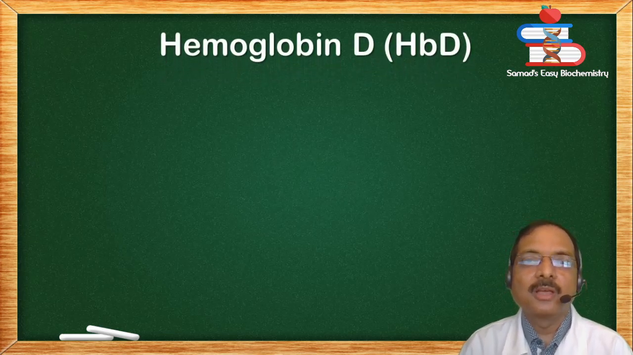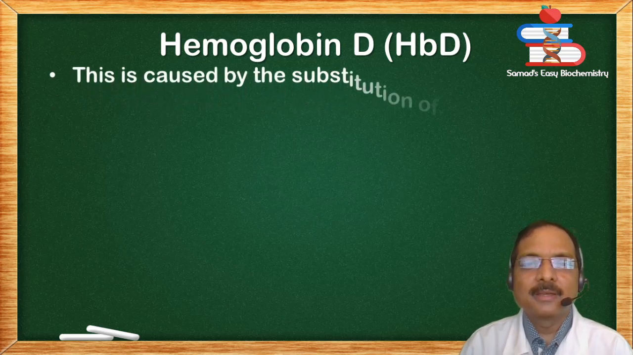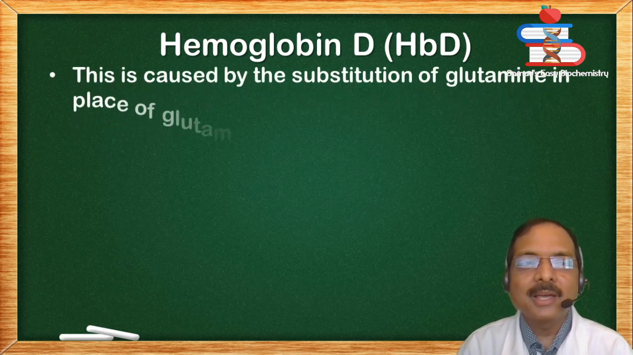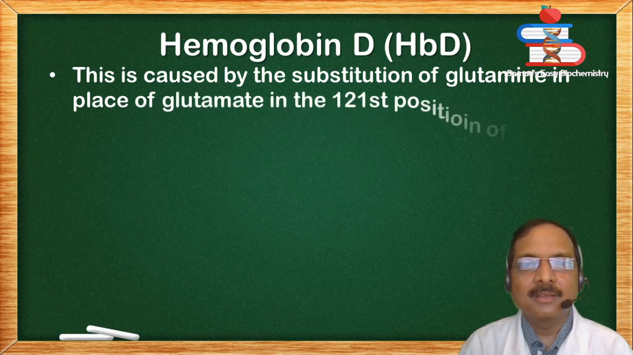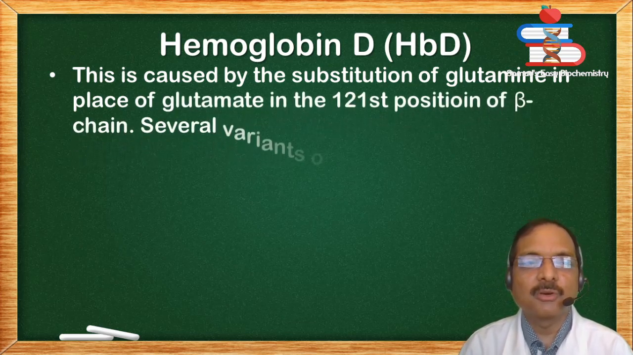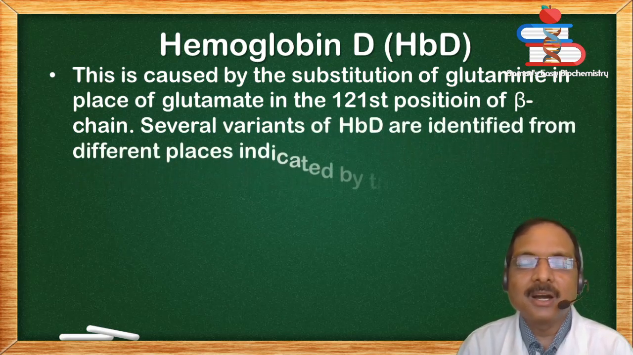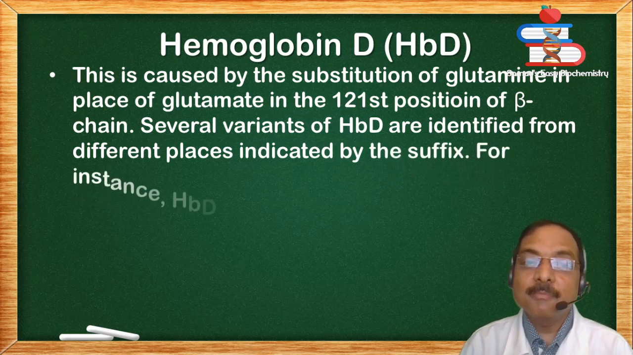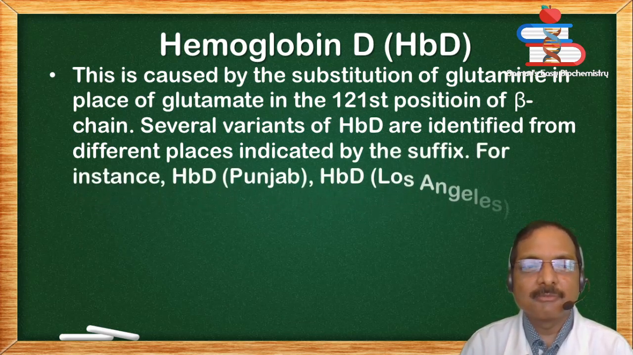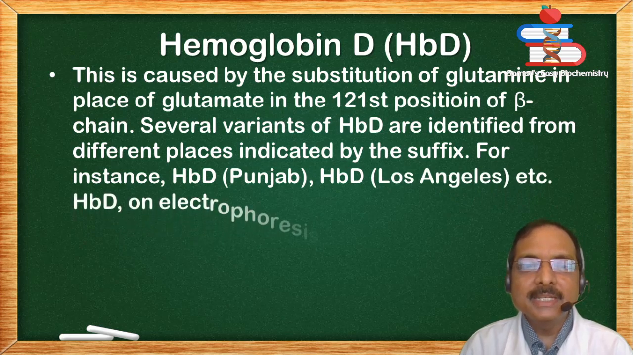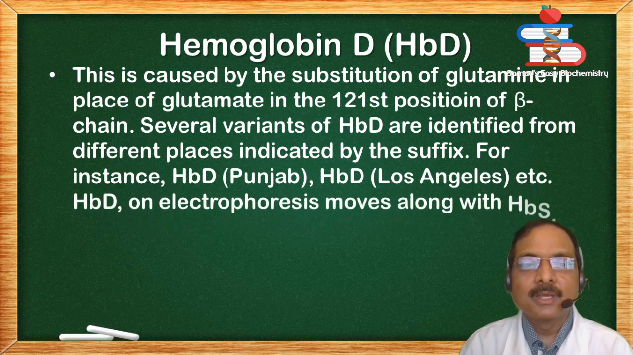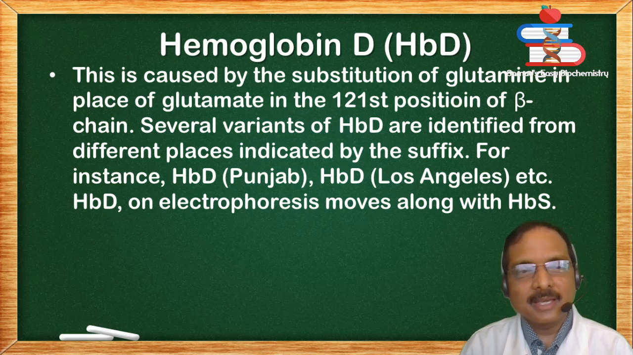Hemoglobin D or HbD. This is caused by the substitution of glutamine in place of glutamate in the 121st position of beta chain. Several variants of HbD are identified from different places indicated by the suffix. For example, HbD Punjab, HbD Los Angeles, etc. HbD on electrophoresis moves along with HbS.